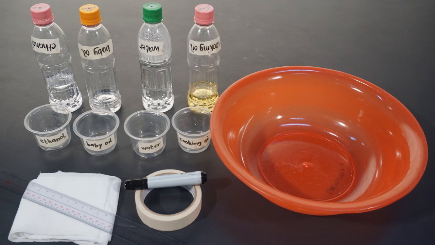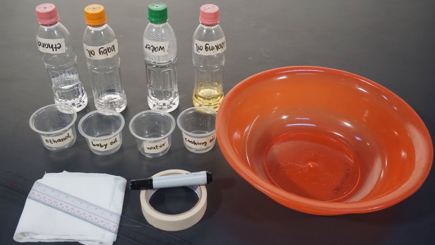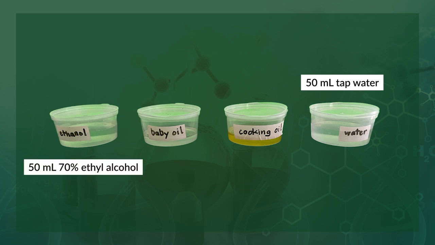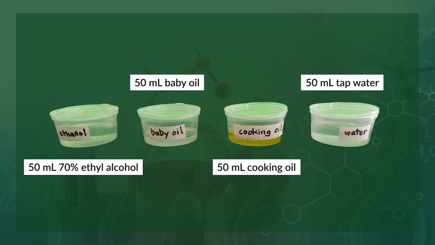As we said, these are materials that you can commonly find in your home. For example, 50 ml tap water, 50 ml 70% ethyl alcohol or ethanol for short, 50 ml baby oil, and 50 ml cooking oil. These are our 4 liquid samples. Bear in mind that the brands do not matter. You may use any brand that is available to you.